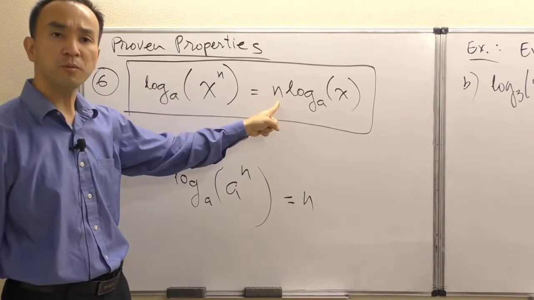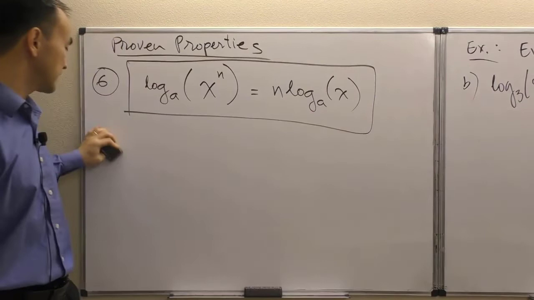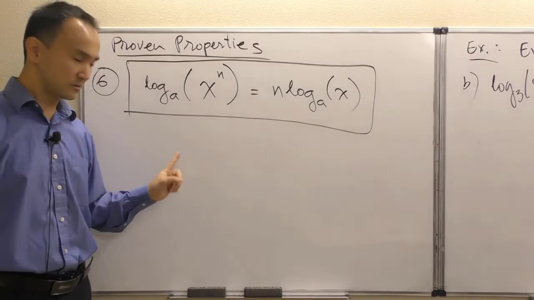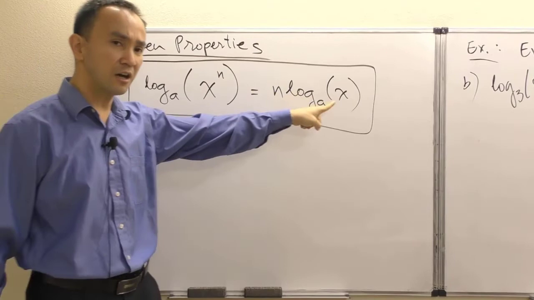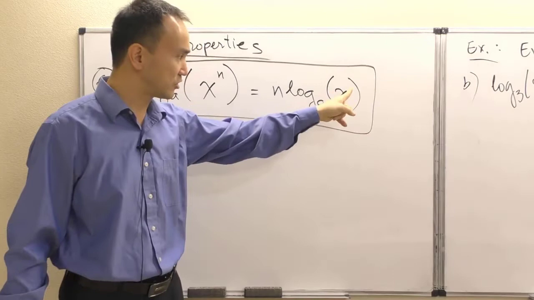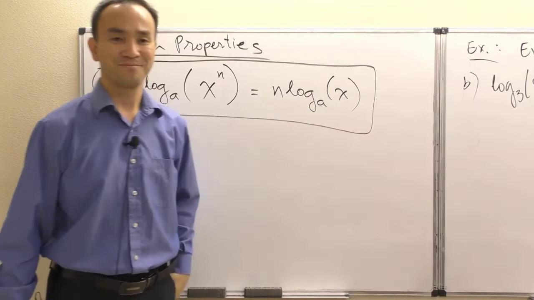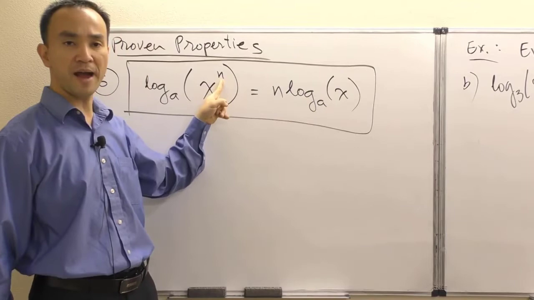Now, again, I can just erase that out. It's not the same. I should have noted that it was not the same as number 3. So in this property number 6, the power is multiplied in front as a coefficient. And look at the log term. It now just goes down to power 1, where we don't have to visually write it out. So it's just log base A of x, and then that original power multiplied in front as a coefficient.